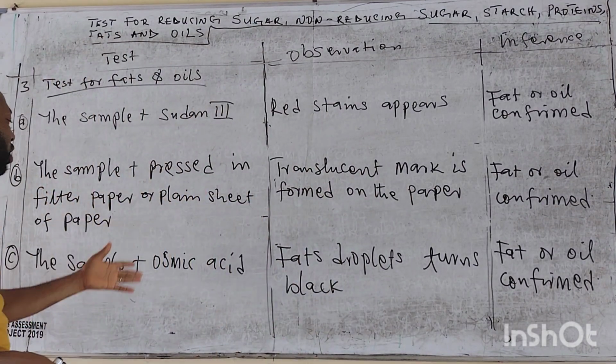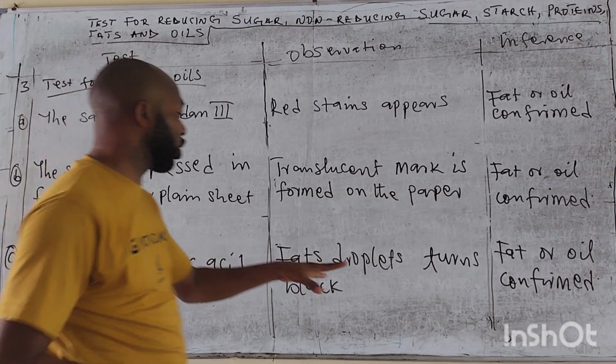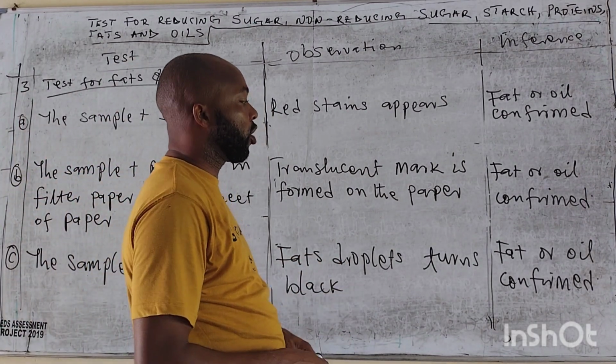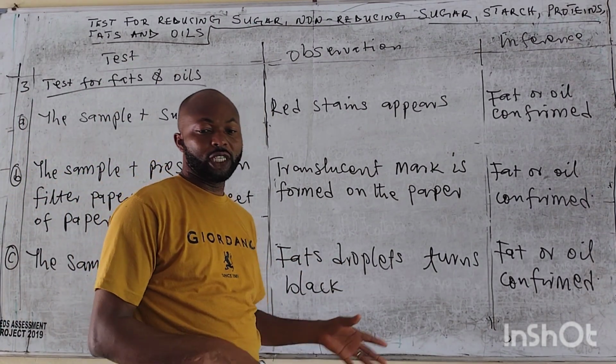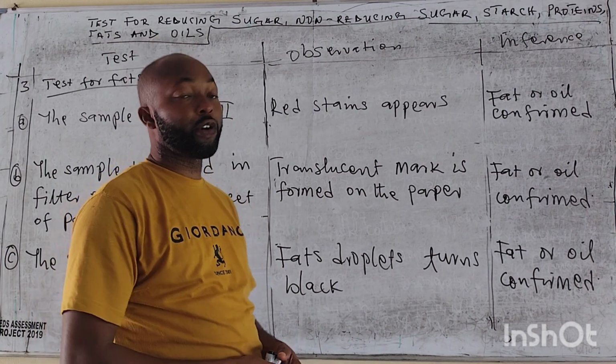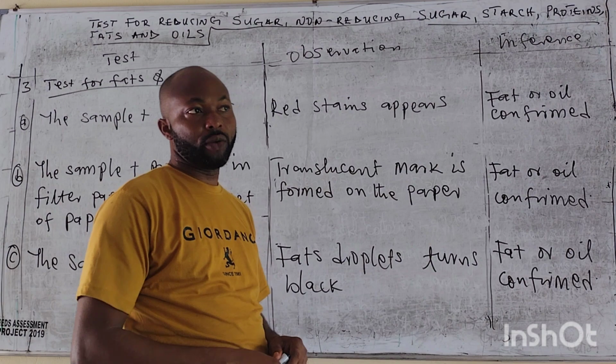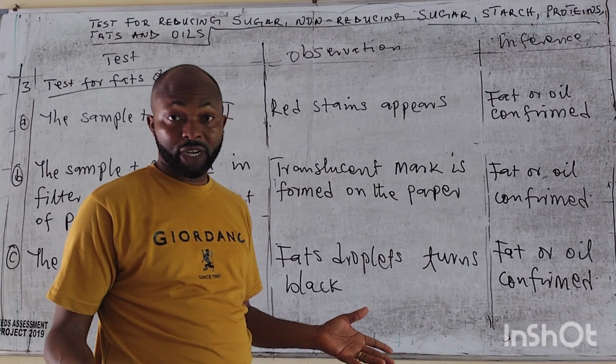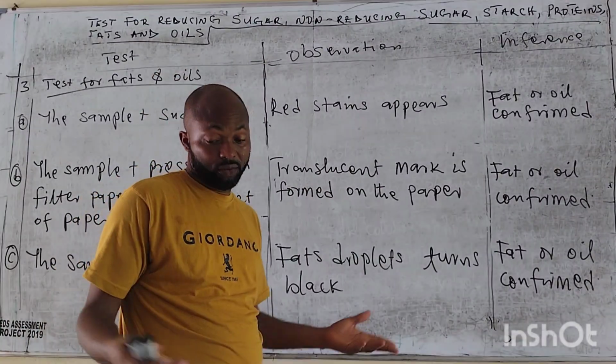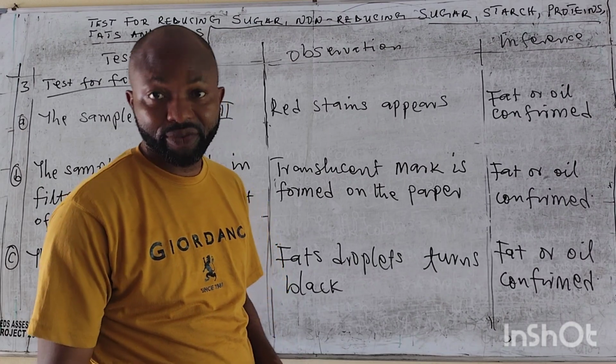Now the sample plus osmic acid: the fat droplets turn black. Fat or oil confirmed. So this is the test, observation and inference for the proteins, carbohydrates, and fats and oils. So we have to master it. That's that. Thank you.